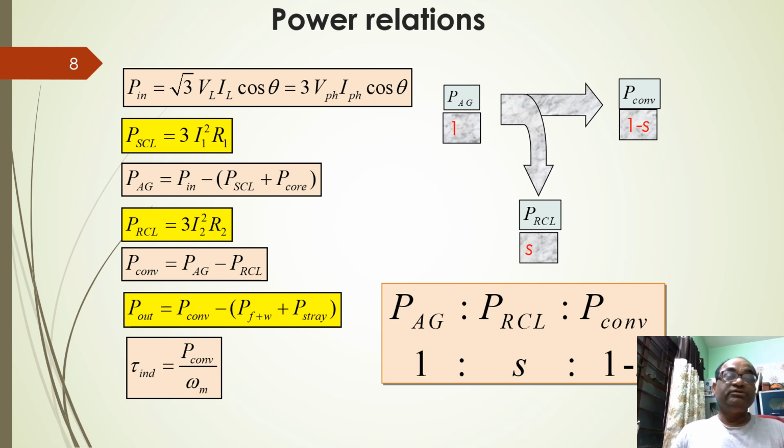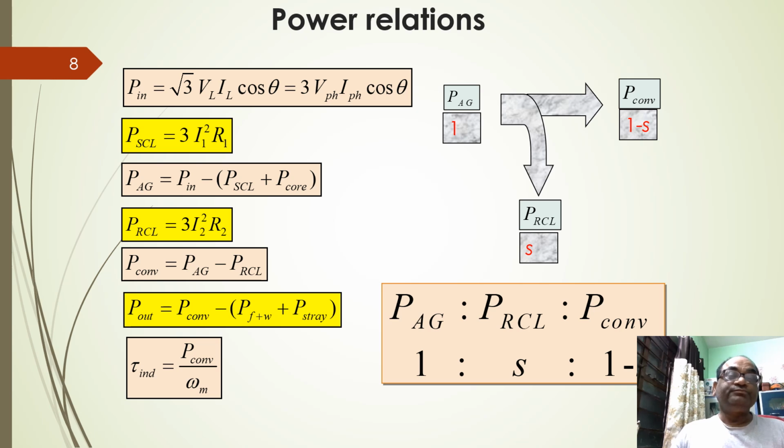Power loss in the stator, the copper loss in the stator, is equal to 3 multiplied by I1 square R1, because it has 3 windings. That is 3 times the square of the stator current multiplied by the resistance of the stator. So power available at the air gap is equal to P in, the input power, minus the stator copper loss plus stator core loss.